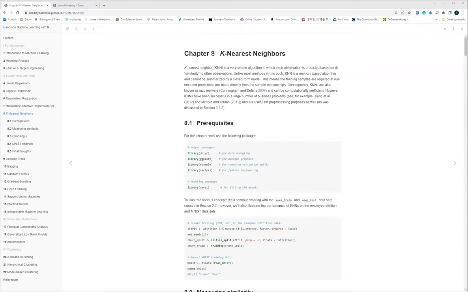Okay, so today is chapter eight of our hands-on machine learning webinar. Chapter eight covers one of the simplest machine learning techniques for classification problems, which is k-nearest neighbor. Like I said, it's a very simple algorithm. Each observation is predicted based on its neighbors.